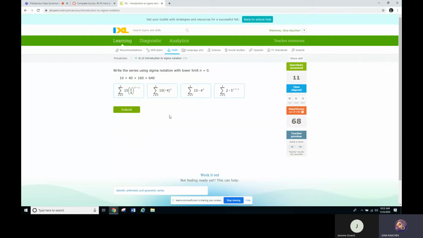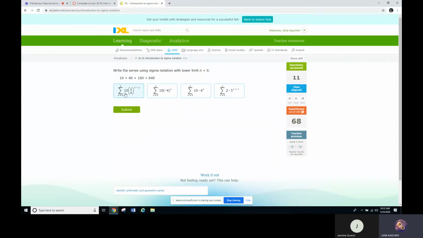Write the series using sigma notation with a lower limit n equals 0. So they all say n equals 0, so you can't get rid of any of these as distractors. You can add 10 and 40 is 50. And these two add up to 800. So 850. I don't think that matters. 1, 2, 3, 4. 0 to 3. Okay, all of those are 0 to 3. Beginning value, initial value is 10. Okay, that one's out.